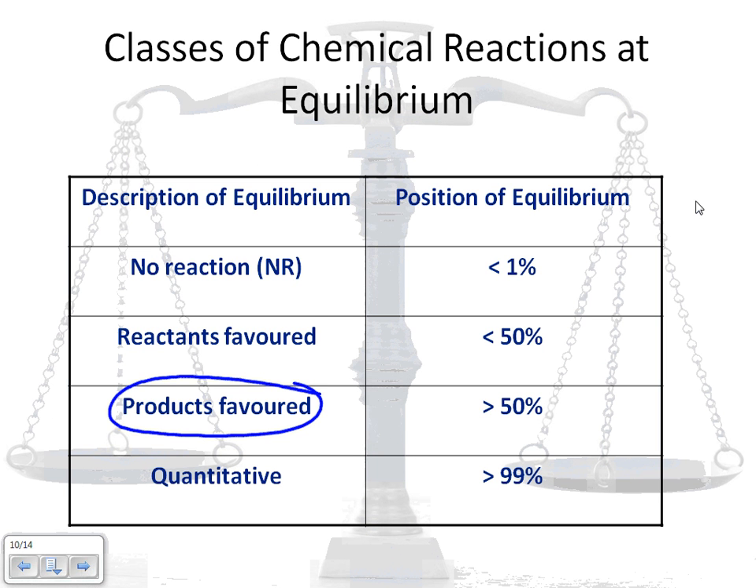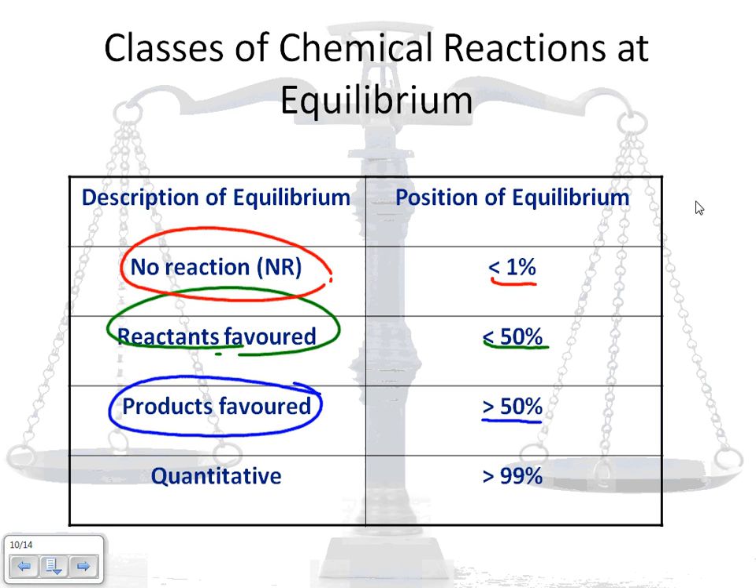So let's take a look at this chart. I'm greater than 50% products, so that means products are favored. That means I'm going to make more products than reactants. If I'm less than 50%, that means reactants are favored, and I'm going to have more reactants than products. If I'm less than 1%, that means it's no reaction, and I have all reactants. If I have greater than 99%, that's a quantitative reaction. That's the stuff you guys looked at in grade 11. You assumed that all reactants converted to products.